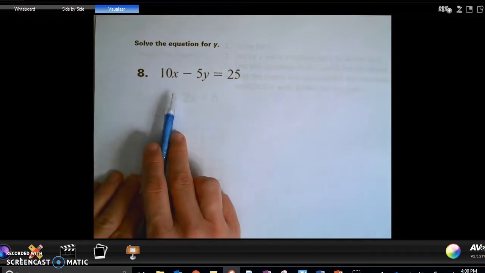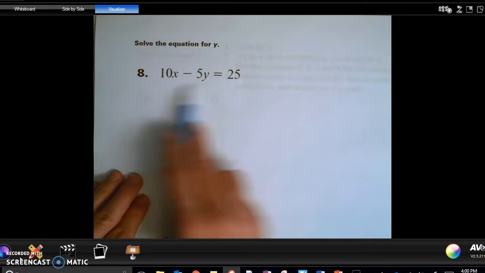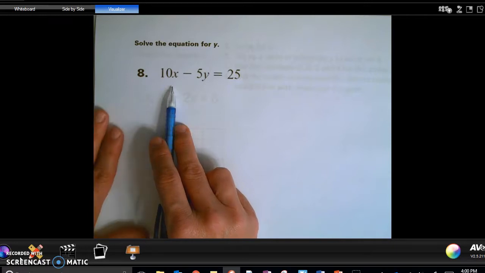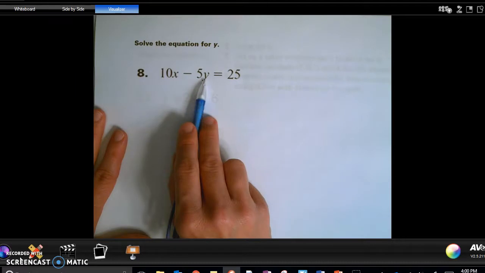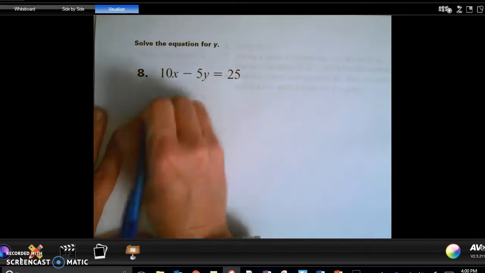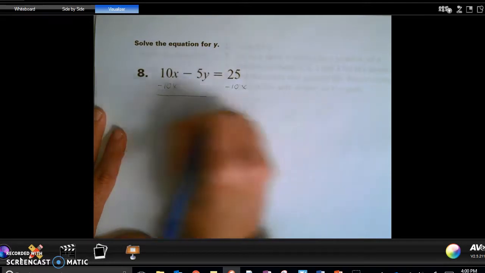This should bring back fond memories from chapter 3, where we were solving equations, solving for y to write the equation in function form. So let's just review that process real fast. If I want to solve for y, I need to get rid of this multiplication here, and I need to get rid of the 10x. So I'm going to use inverse operations and start by subtracting 10x from both sides of my equation.